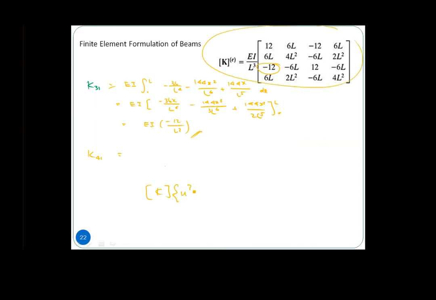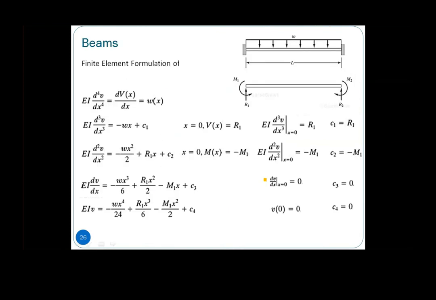To formulate that KU equals F, we need to determine our F matrix, our load matrix. There are two ways to determine our load matrix. The first way is using what we are familiar with, the work done by the external force.